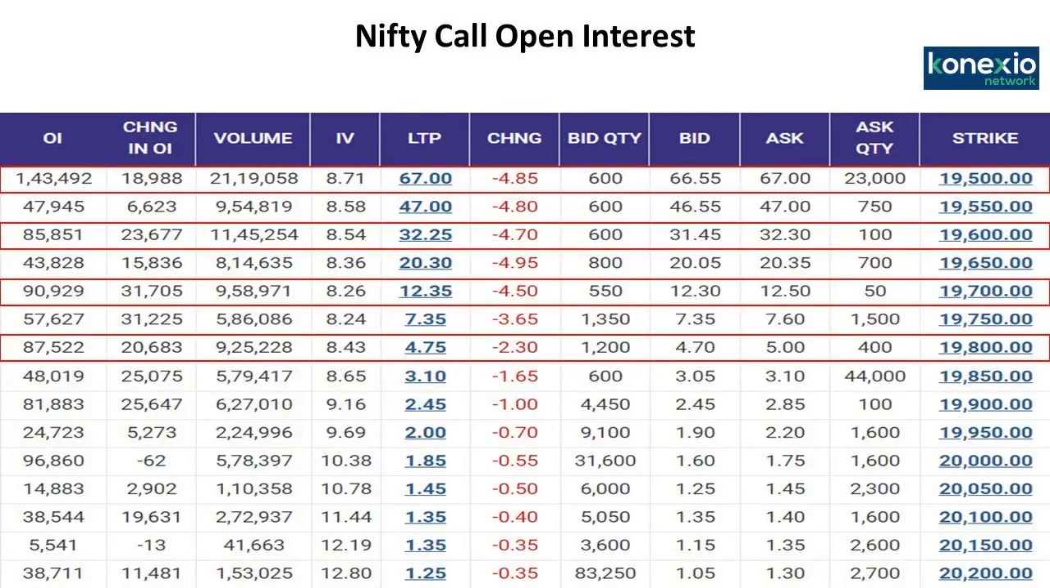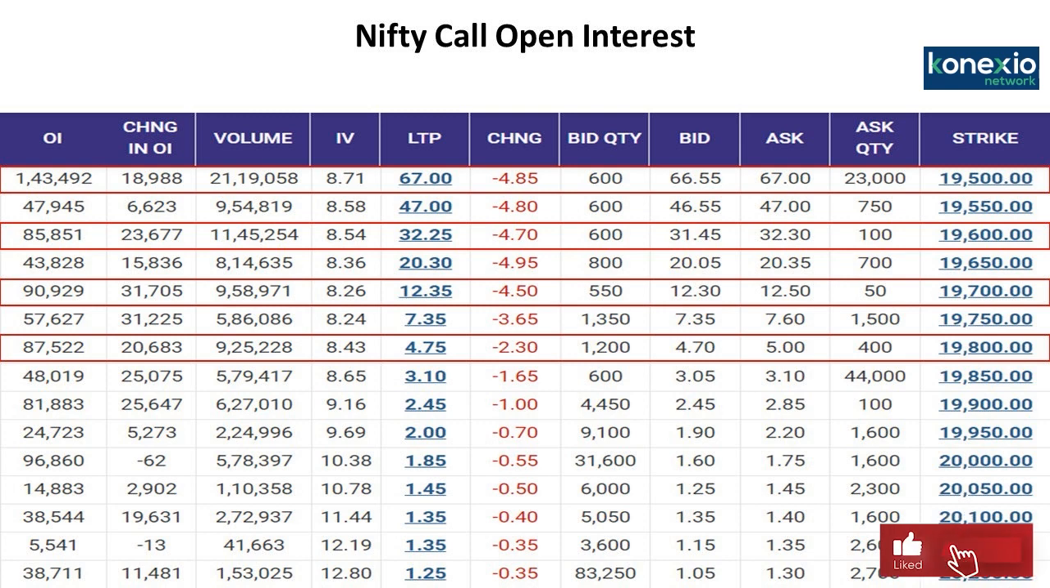So friends, now let us discuss the derivative data of Nifty call charts. You will see on the screen in Nifty calls, the action was seen in 19,500 calls, then 19,600 calls, 19,700 calls, and 19,800 calls.